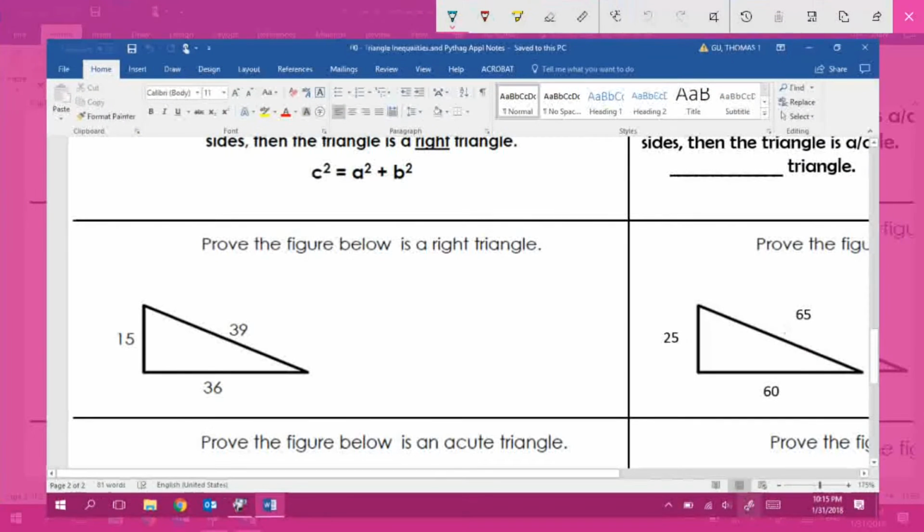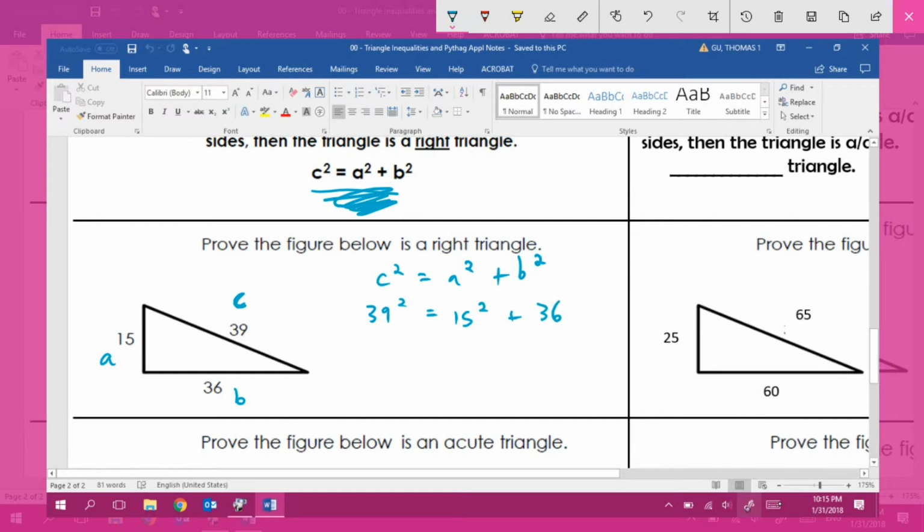Prove the figure below is a right triangle. Remember, if it's going to be a right triangle, then c squared equals a squared plus b squared. So let's substitute things in. C is definitely going to have to be here because it's the hypotenuse. A and b, it doesn't really matter which one of the legs we choose as long as it's a leg. So 39 squared equals 15 squared plus 36 squared.